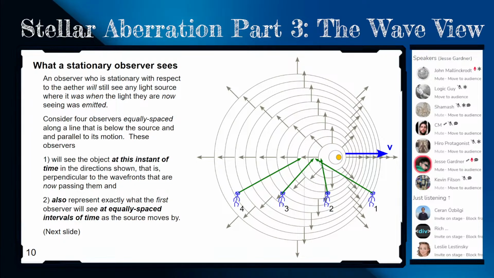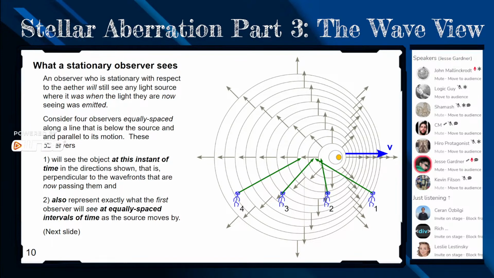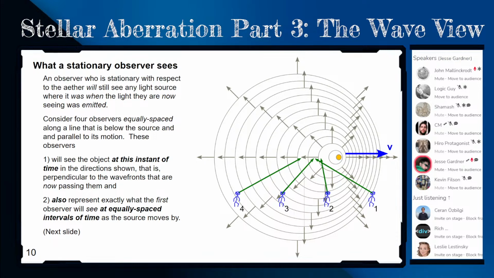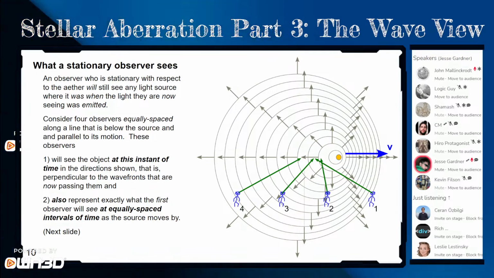So this light source is moving to the right through the ether, and now we have 4 stationary observers. I've put them purposefully at equal distances, at the same kind of level. They're along a line parallel to the direction of motion of the source, and they're spaced equally. Each one of them is just stationary, seeing these waves pass over them. And the question is, so what do they see?